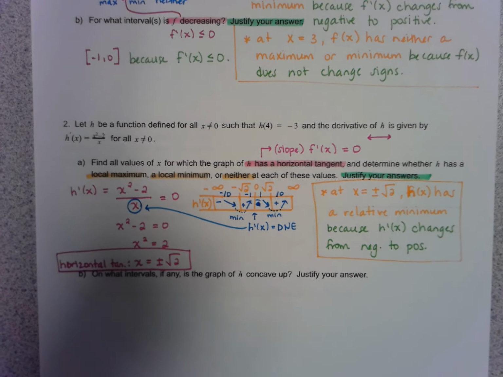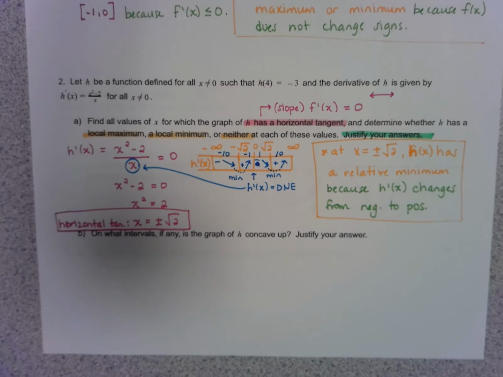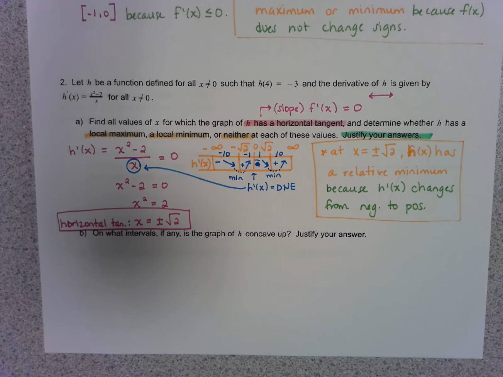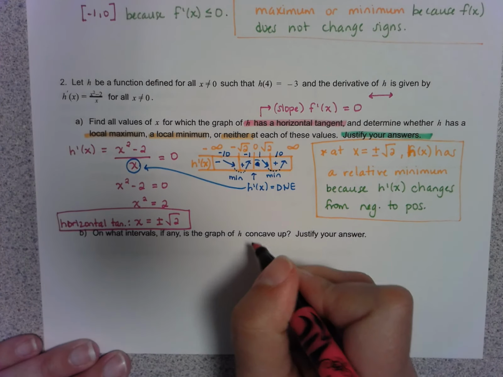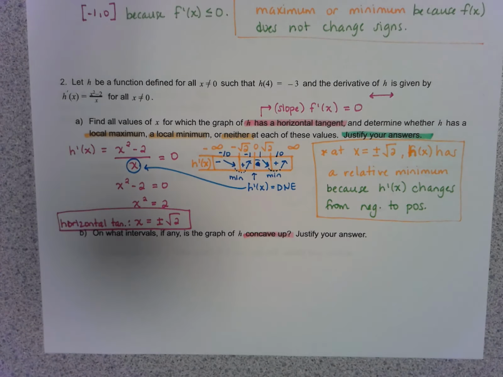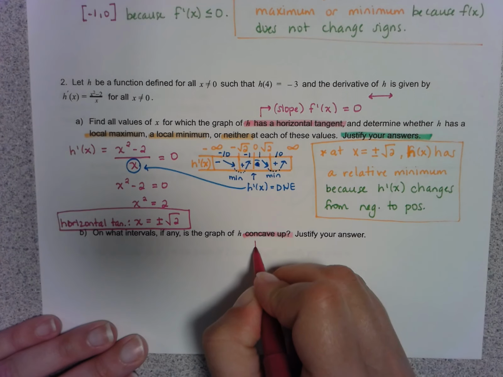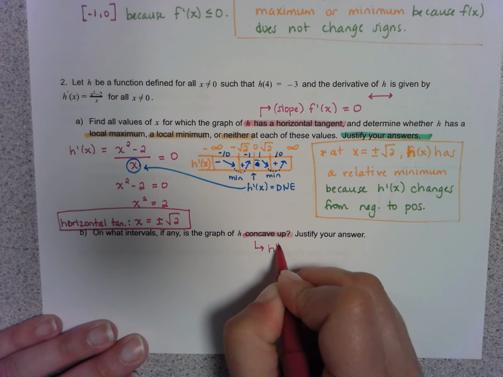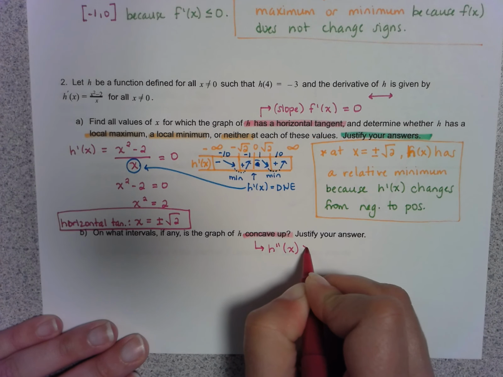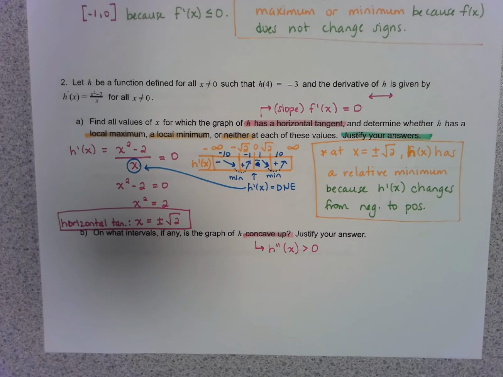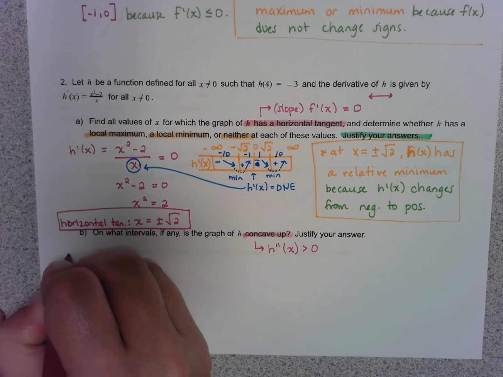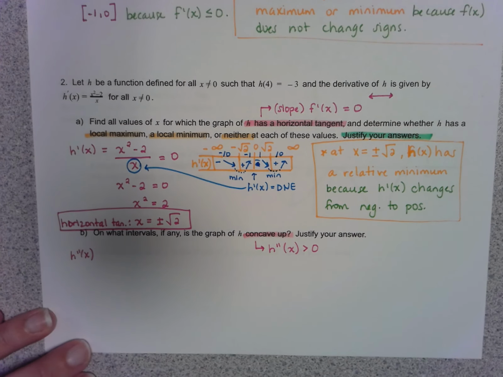On what intervals, if any, is the graph of h concave up? Now, when we're talking about concavity, concavity is kind of a different ballgame because concavity is the second derivative. So we want to know when the second derivative is greater than 0. In order to make this happen, we're going to have to actually find the second derivative. So the first thing I would do is find the second derivative of the function.